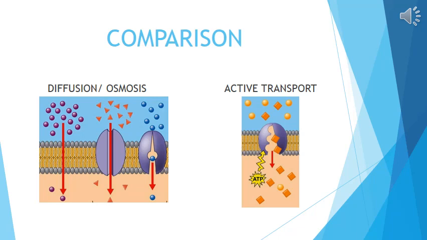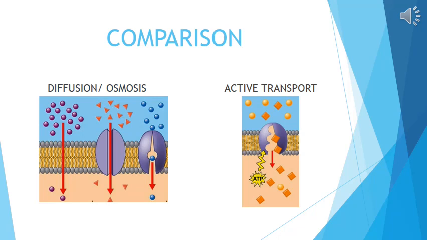Let's compare diffusion and osmosis with active transport. In the case of diffusion and osmosis, molecules are moving from the region of their higher concentration to the region of their lower concentration. Sometimes protein carrier molecules may be required, but it is not always necessary, but no energy is used in any case. Whereas in the case of active transport, molecules are moving from a region of their lower concentration to a region of their higher concentration with the help of carrier proteins and by the usage of cellular energy in the form of ATP molecule.